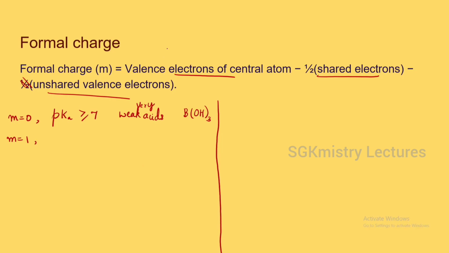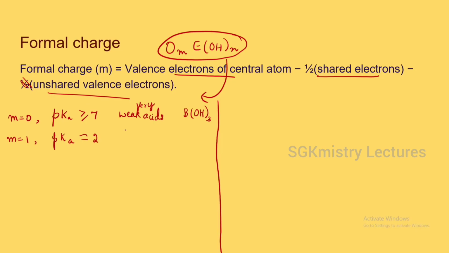Now, what is m that I'm talking about? We are talking about OmEOHn. So in this particular equation, I'm talking about the value of m. So m is equal to 1. Then in such a case, the pKa is almost equal to 2, which indicates they are weak acids. So, for example, we have OCl(OH).